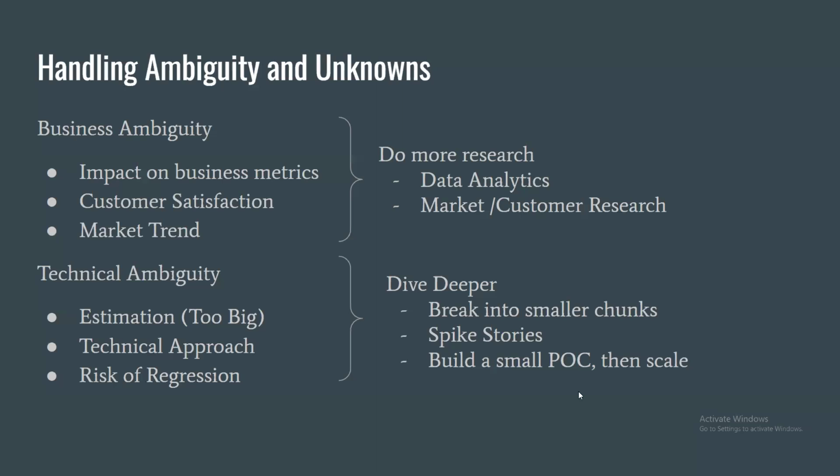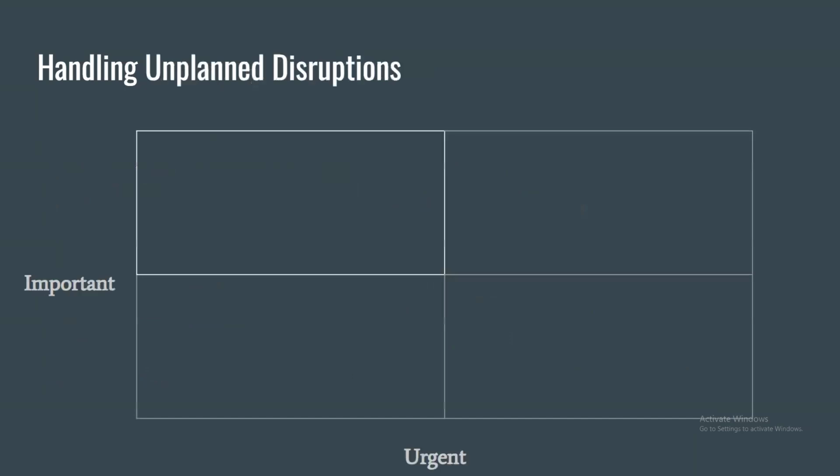Instead of this analysis paralysis, which is very, very anti-agile, so to say, where people are just not able to make a decision, with this framework of breaking into business ambiguity and technical ambiguity, you will be able to make progress and fail fast.